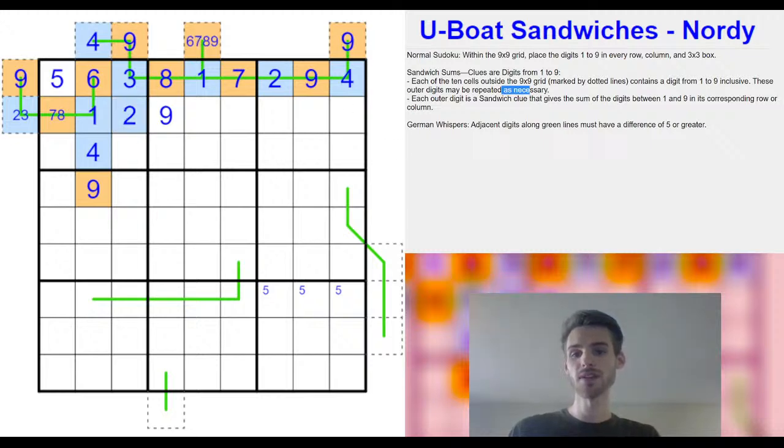Can color things again. Now we have a 2 here, so this is a 2. So this can be either 1. Somehow we haven't placed a 9 in this box. These 2 cells are orange.